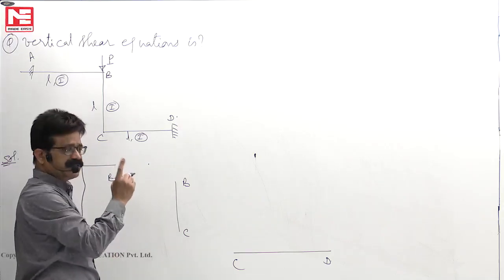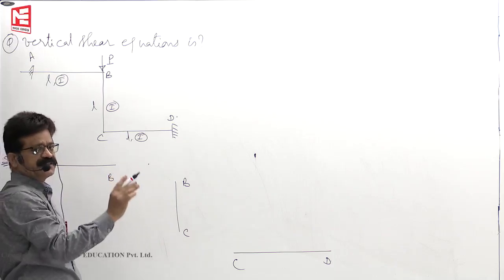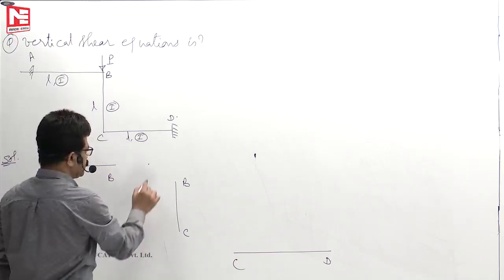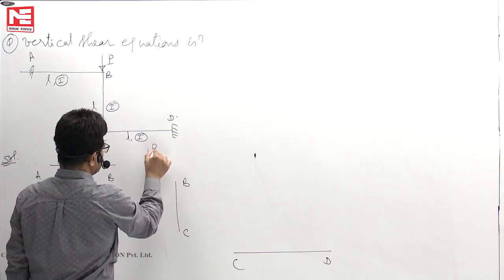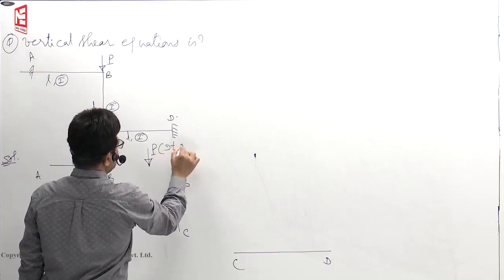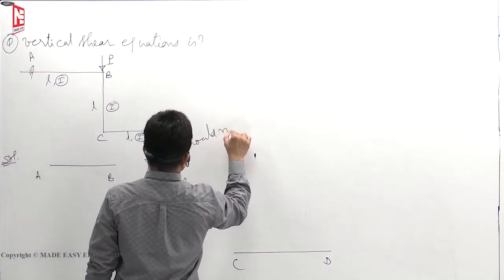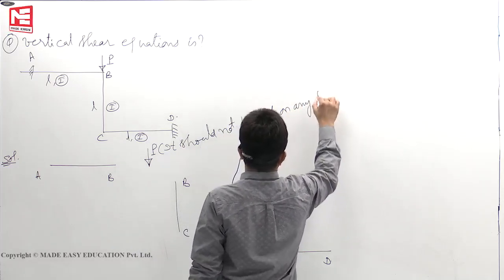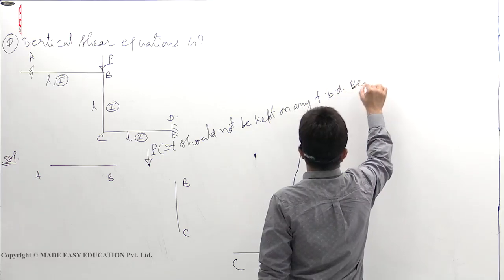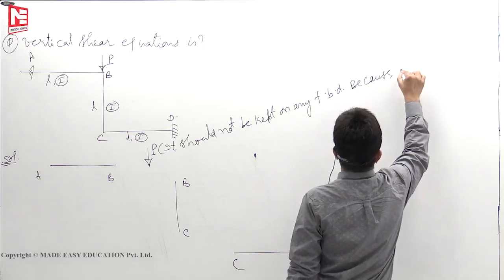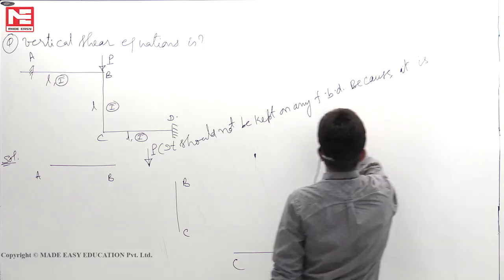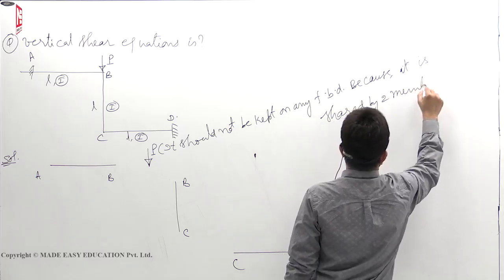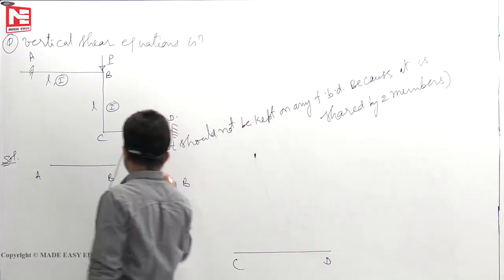So, as in the earlier MDM also I told you, any load that is acting at the joint, that should not be kept on any free body diagram. Individual free body diagrams will take care of that. So, you will have to keep P here. I write here, it should not be kept on any free body diagram, because it is shared by two members. Okay, so we leave it at that.